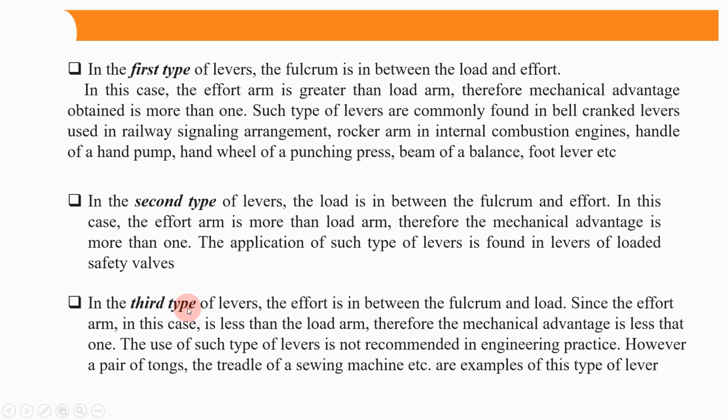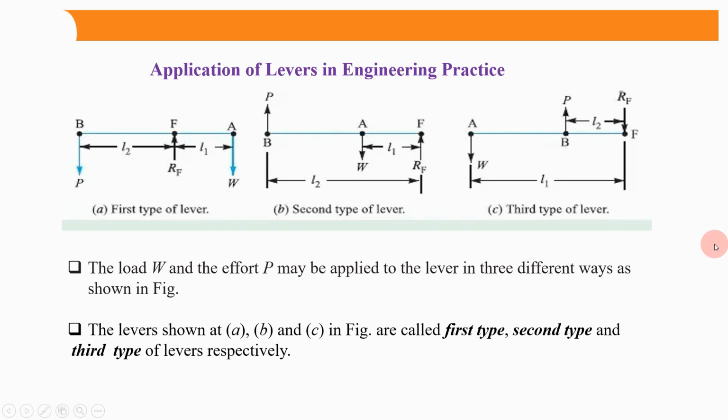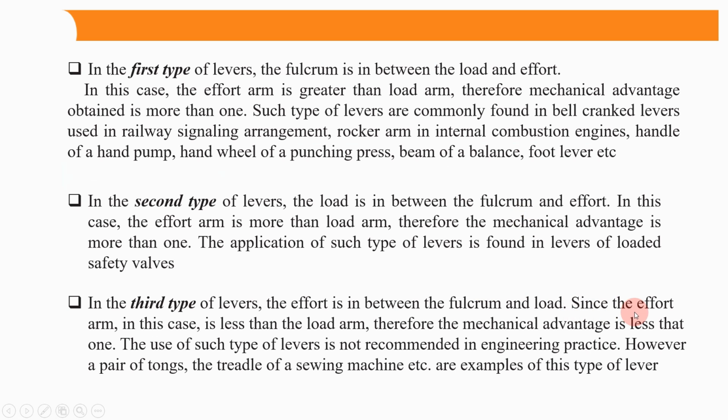Now what about the third type? In the third type of levers, the effort is in between the fulcrum and load. Please see, this effort is between fulcrum and load. So what happens? Please see, since the effort arm in this case is less than the load arm, see guys, the effort arm is less than the load arm, therefore the mechanical advantage is less than 1. The use of such types of levers is not recommended in engineering practice, because we have seen that the length of your effort arm should be longer than your load arm. However, a pair of tongs, treadle of sewing machine, etc., are examples of this type of lever.